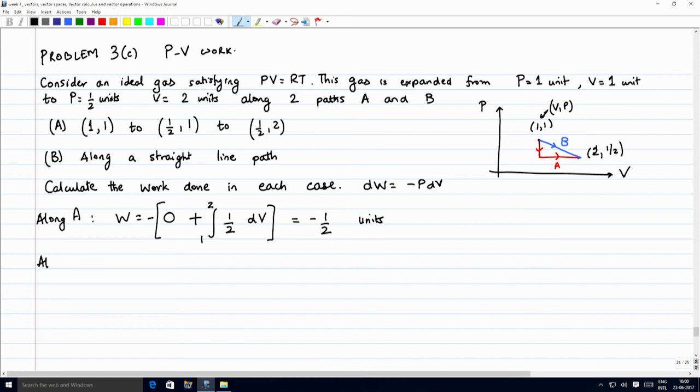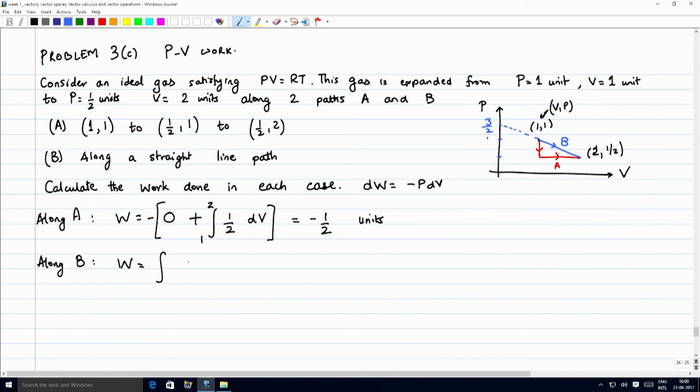So, along B, how do you calculate W? If you want to calculate W, you need to express P in terms of V. Now, it is a straight line, and you can easily write down the equation of the straight line if you realize that this point is half, this is 1. If it just goes up as a straight line, then it will join at 3 by 2.